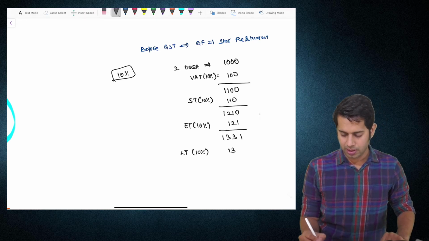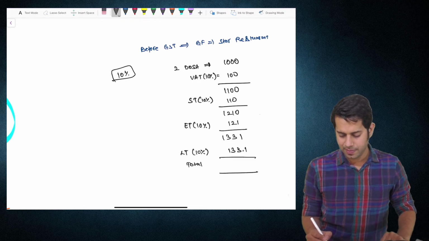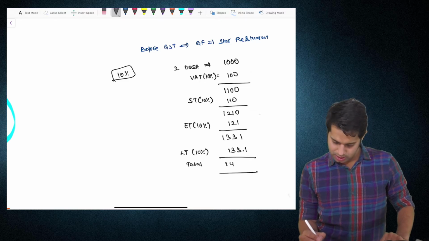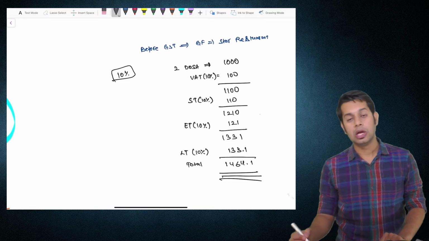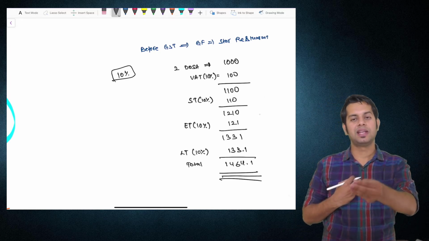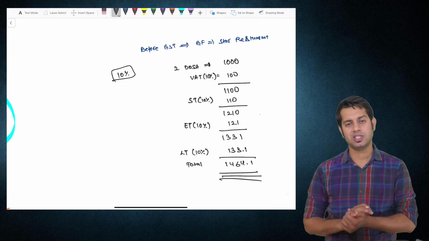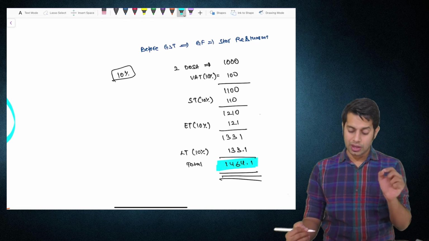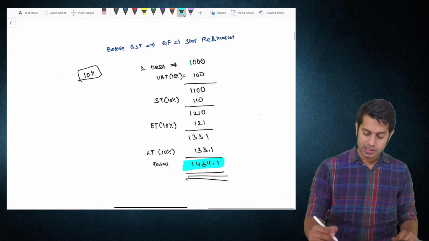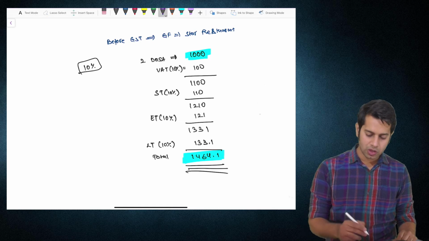What is the total, sir? 133.1. So this is the total amount which is paid by me, which is 1464.1 rupees. Meaning, for eating 2 dosas, one for myself, one for my girlfriend, for these 2 dosas which I purchased in a 5-star restaurant, I paid how much, sir? I paid 1464 rupees. See, the dosa cost me how much? The dosa cost only 1000 rupees to me.